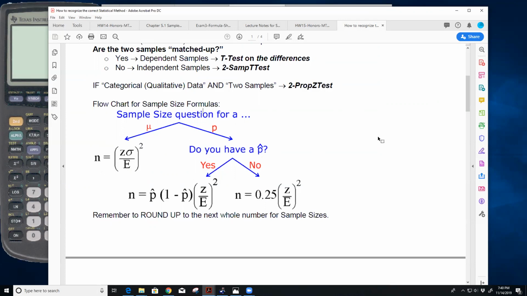Or is it categorical data? And thus, it's all about the population proportion. Well, follow this arrow. Oh, you got one more question, and then you'll know which formula to use. This one's a pretty easy one to answer. Do you have a p-hat, a sample proportion? They sometimes call it a prior estimate of the population proportion. Hey, either you do or you don't. If you do, use the formula that has the p-hat in it. And if you don't, use the one without the p-hat. It's as simple as that.